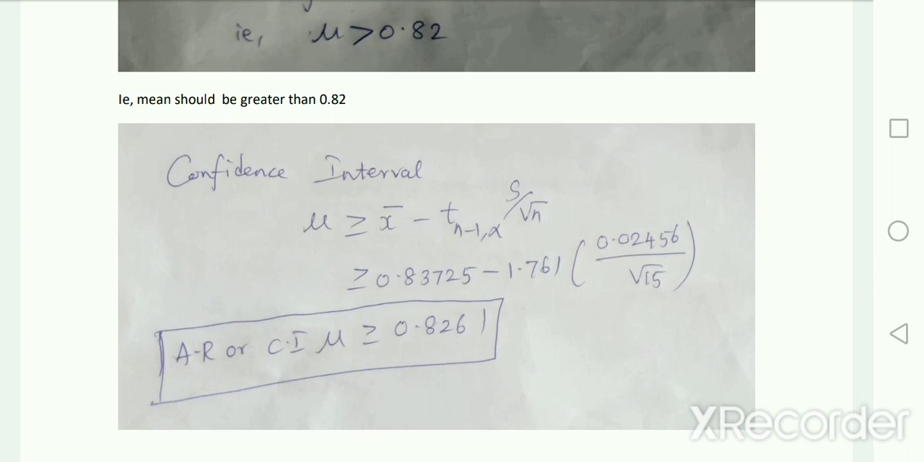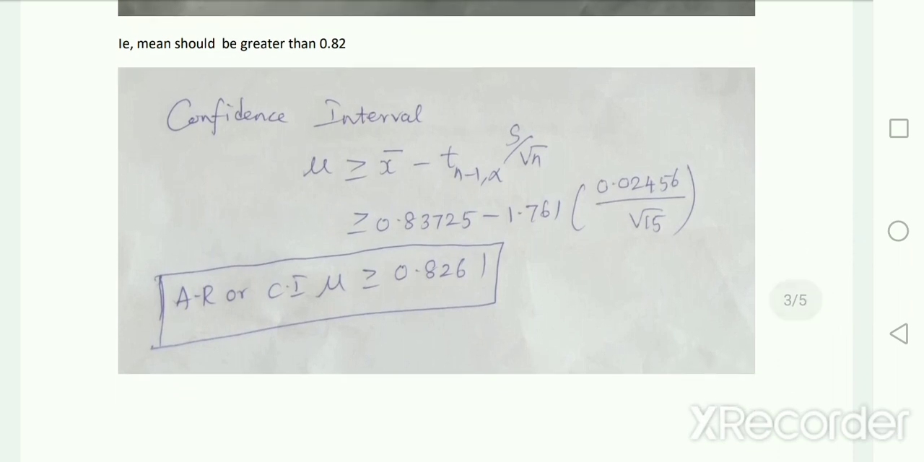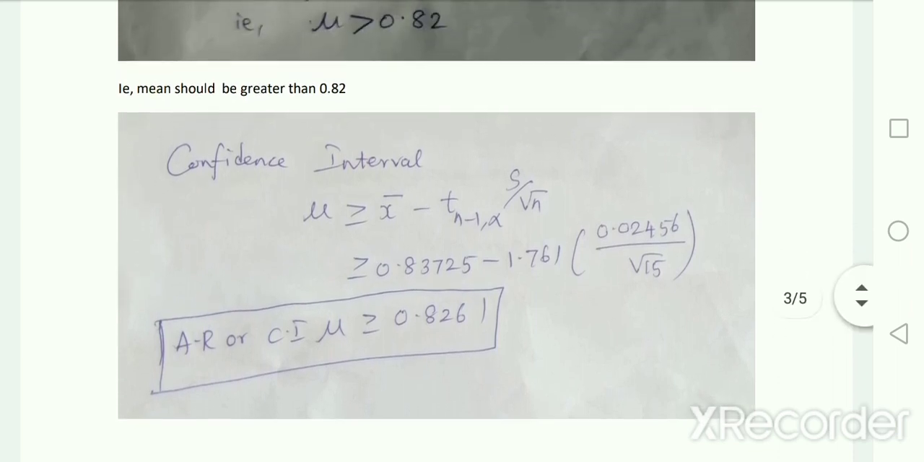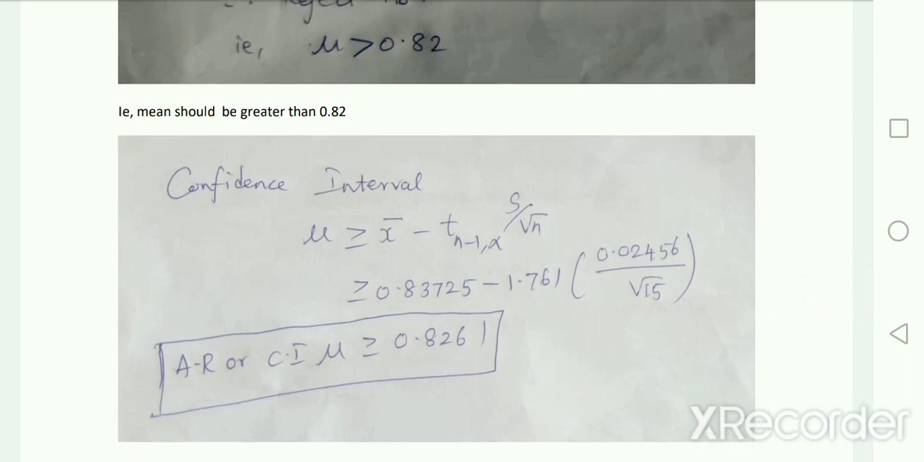For this alternative hypothesis of the form mu greater than mu naught, we have the confidence interval mu greater than or equal to x bar minus t alpha comma n minus 1 times s by root n. If you substitute your values, here we have the confidence interval mu greater than or equal to 0.8261. Okay, the acceptance region or confidence interval for mu is here greater than or equal to 0.8261.